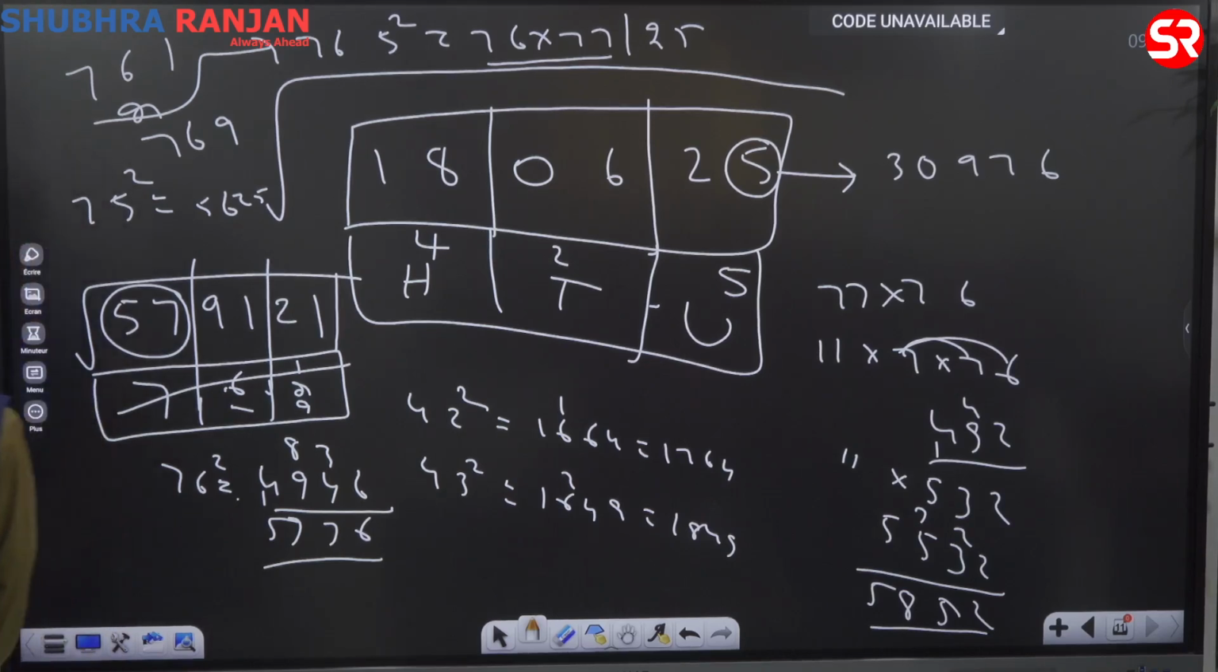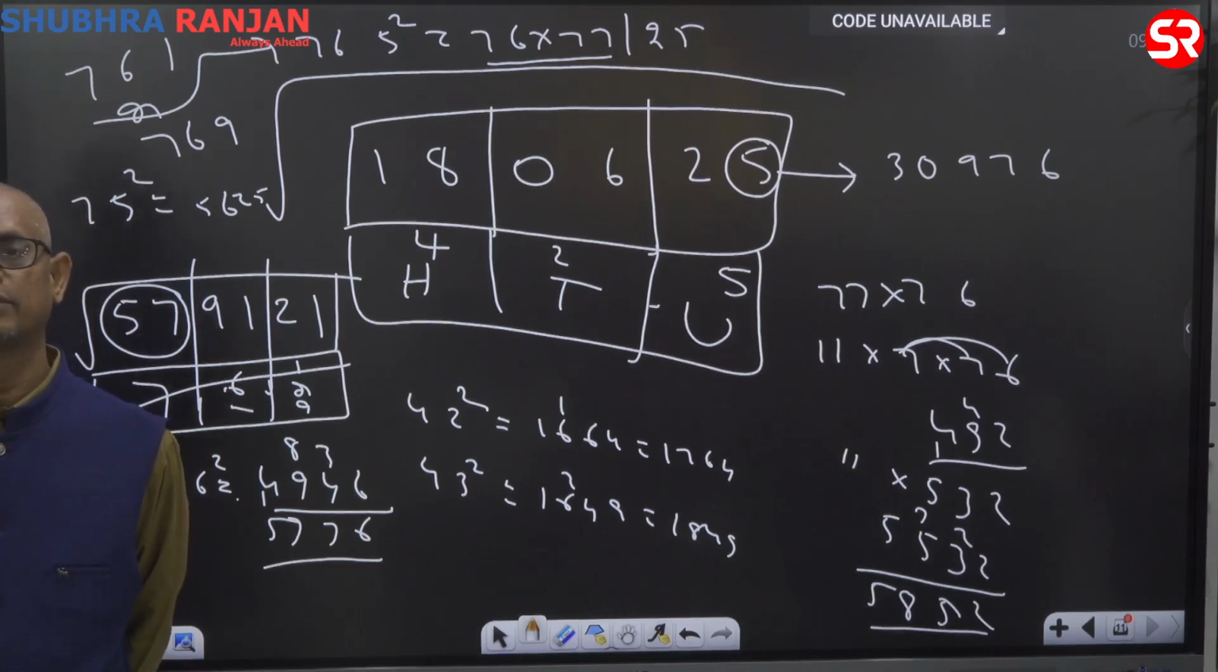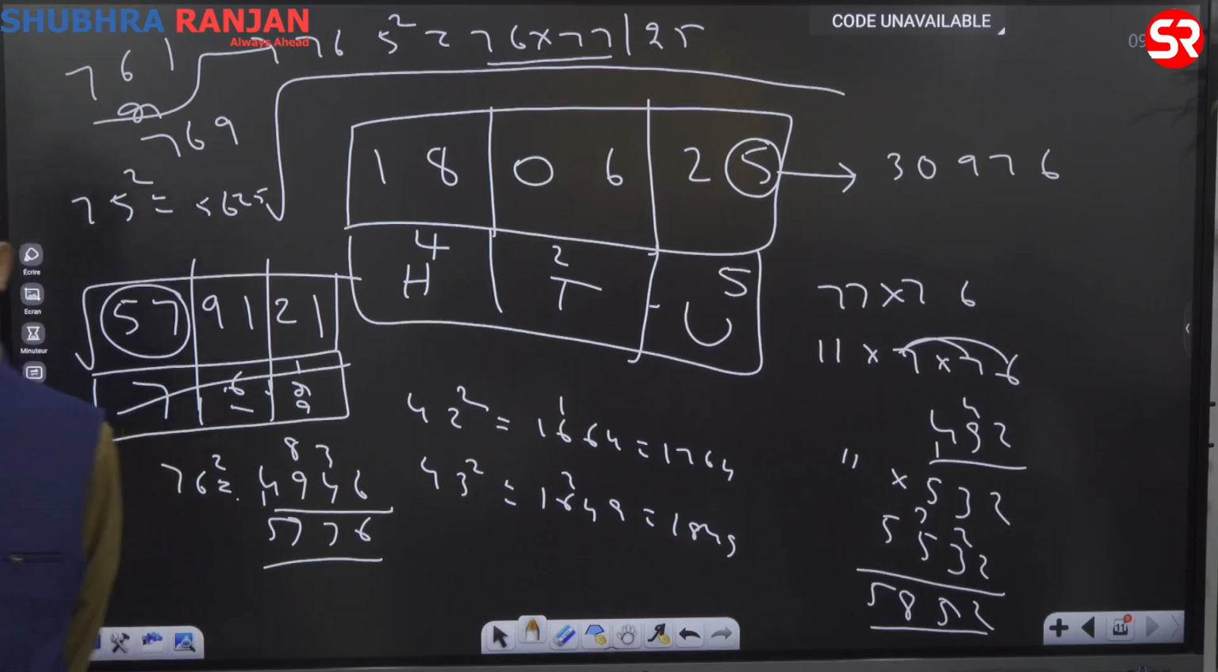Because of 4 and 6, you have to be very careful, because we can't judge whether it is related to 170 or 180. So it's very tough to judge. You have to be very careful at that point. If your unit digit is 4 or 6, now you have to be very careful.